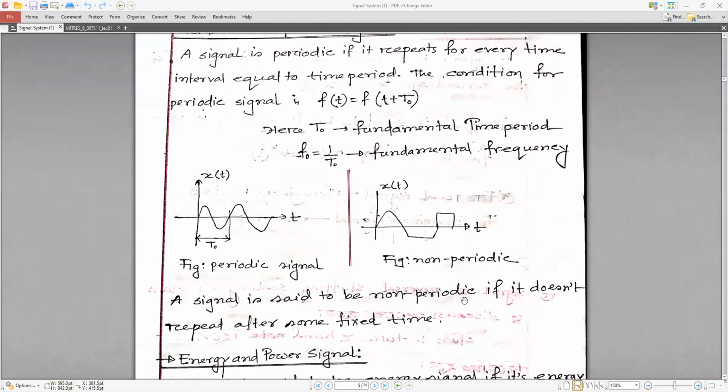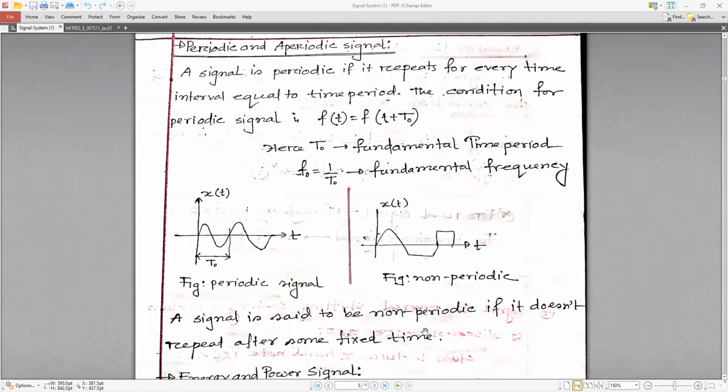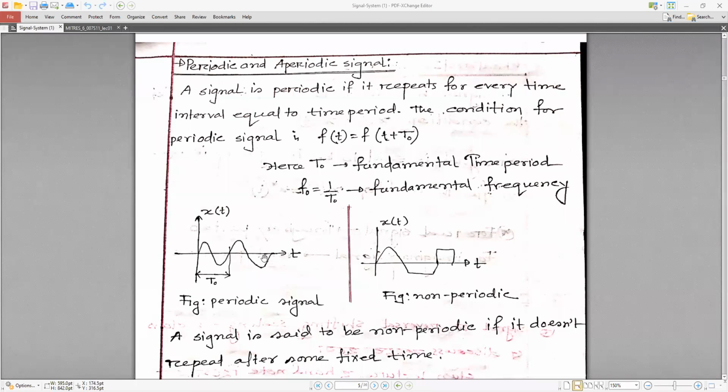And the non-periodic signal does not follow any period. A signal is said to be non-periodic if it does not repeat after some fixed time. So it is a simple thing, you just say whether it is periodic or not periodic.